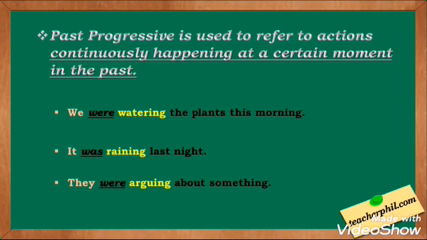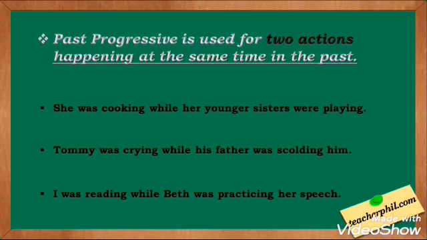Here, the verb in the first example is were watering. The second one, was raining. The third one, were arguing. So the form is was or were plus verb plus ing. This is the form of the past continuous. The past continuous is also used for two actions that were happening at the same time in the past.